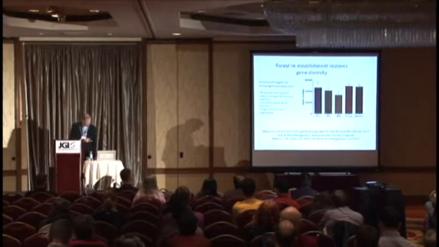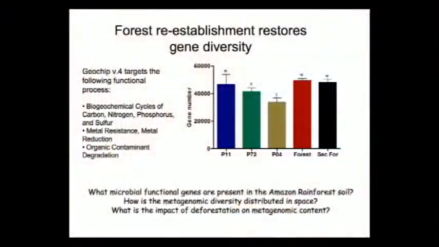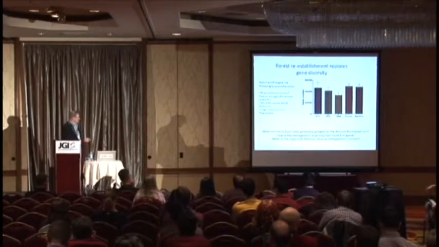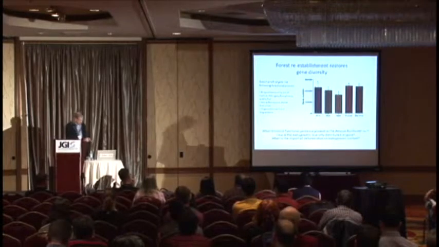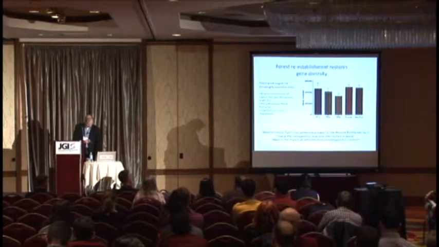And this figure is using the GeoChip done by Zhili He, or people in this group working in Zhili He's lab, to evaluate the number of functional genes. And this is the prairie converted in 1911, 1972, 2004, the primary forest and the secondary forest. The point here is the number of functional genes in the original forest and the secondary forest are similar to each other, where they are reduced in the prairie, as indicated there.